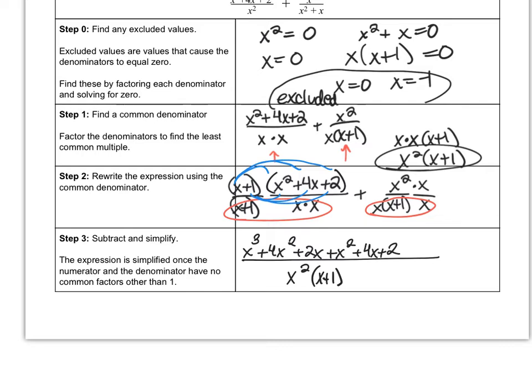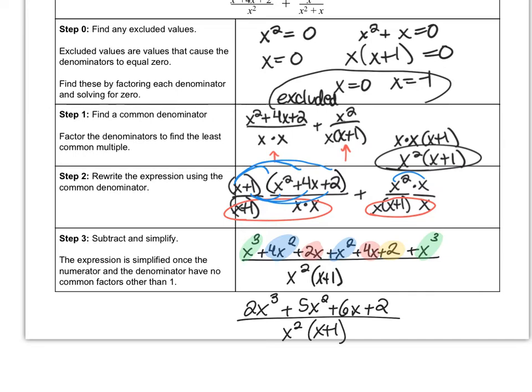All right, now let's go over to our second term over here. Here I just have x squared times x. So that's x cubed. All right, so this is looking pretty good. Now I have something where I can just add all of my like terms together. So let me identify those. So I've highlighted what I'll be combining. This is going to give me 2x cubed plus 5x squared plus 6x plus 2 all over x squared times x plus 1. So now I have added my rational expressions together, and this is my final answer.